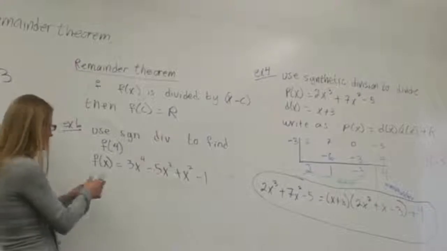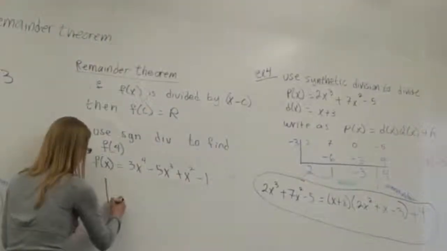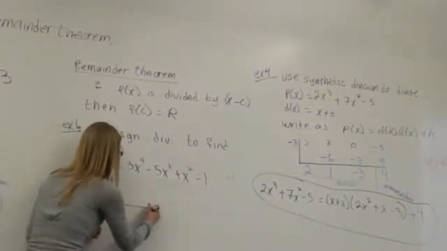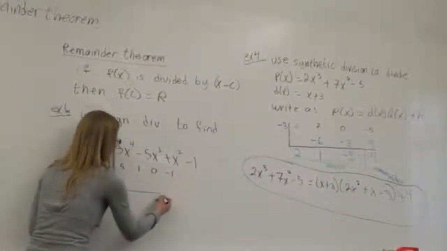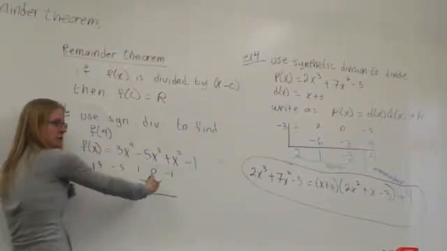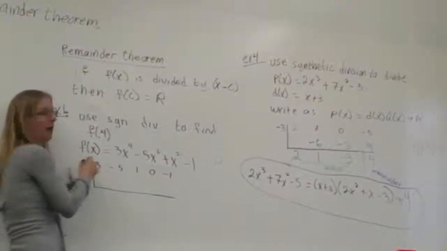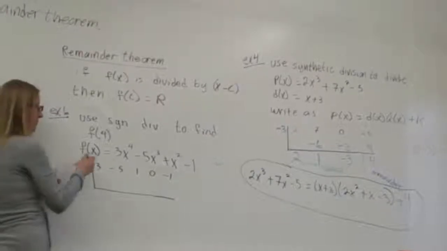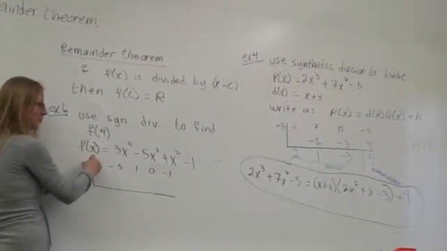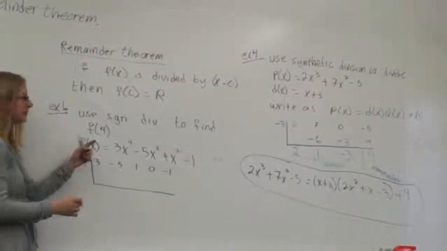How do I divide? So let me set it up as if I didn't have that divisor yet. This would just be a 3, a -5, a 1, a 0, and a -1, right? Those coefficients here. So what am I going to put out here? This one's going to be the positive 4. Why does this one not change? Because it's just going to stay the same.